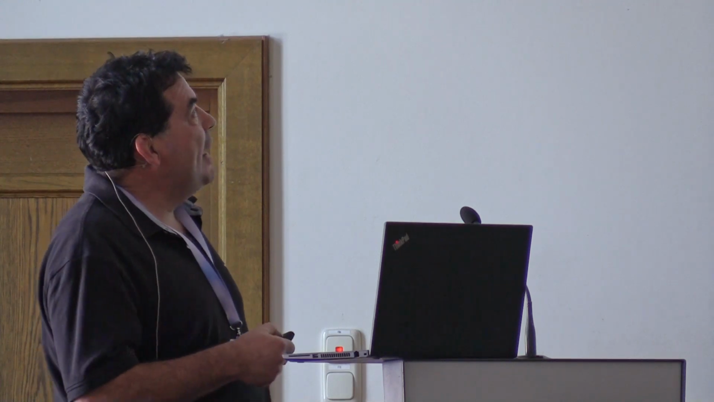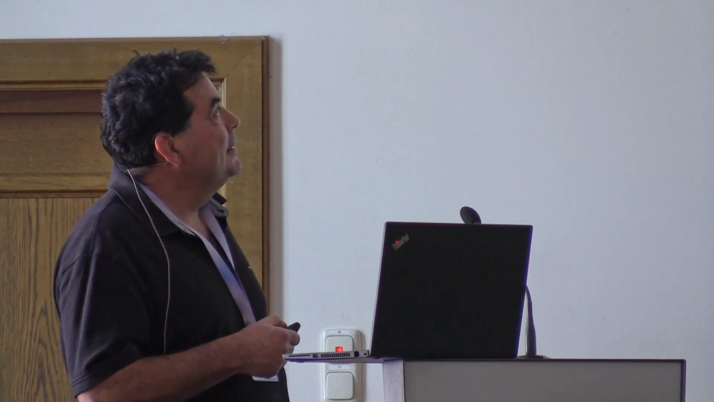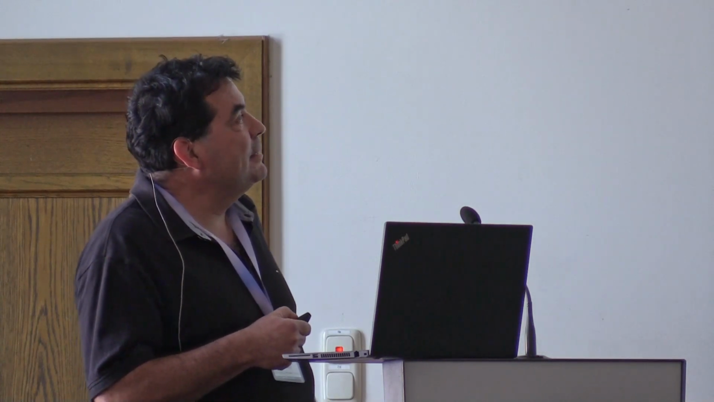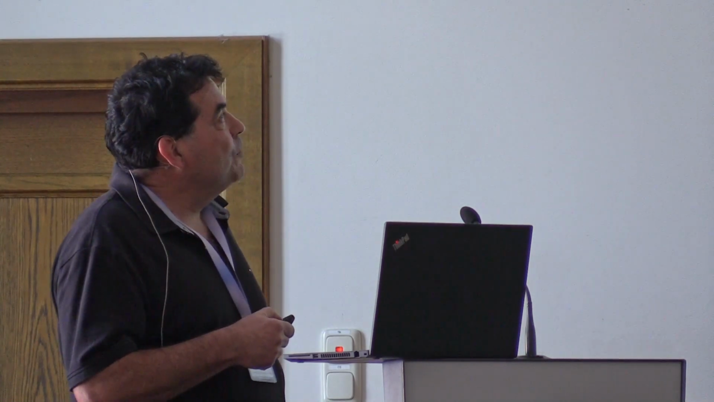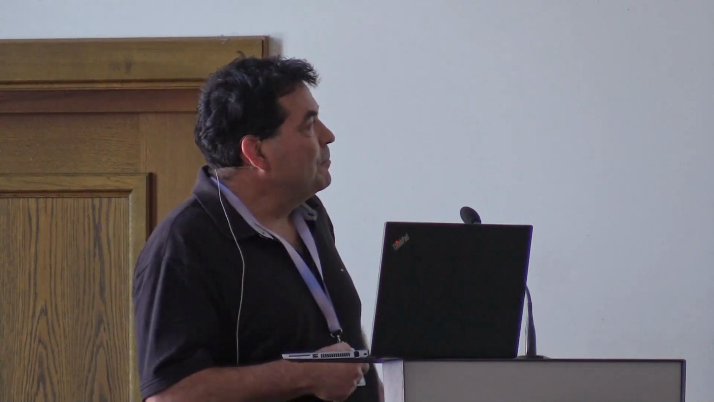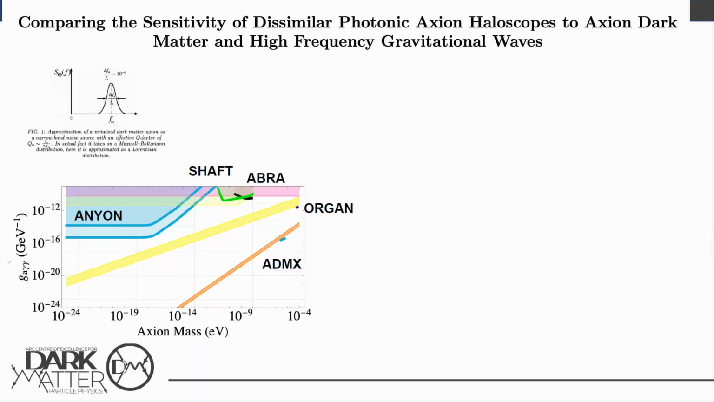So usually our signal, we assume, is like this narrowband noise with effective Q factor of 10 to the minus 6. And I've looked at a few experiments, and I've taken how long they've integrated for and so on, and simulated what sort of sensitivity you get. SHAFT here, ABRA here, ORGAN here, just doing axion cogenesis, and ADMX here, and it all came out pretty much the same.